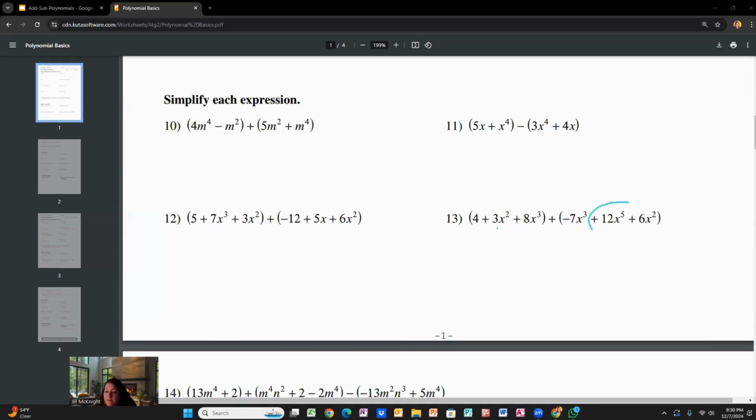We just have 1 to the fifth power. And since this is adding, we're just going to use the signs in front of each number. So that's only 1 to the fifth power. So I'm going to write that first.